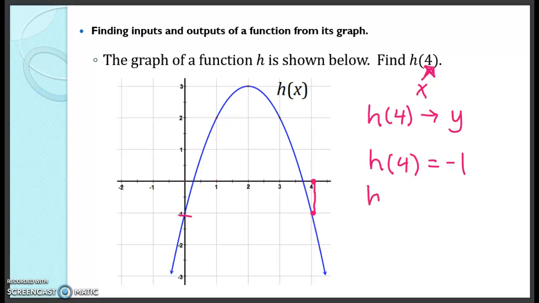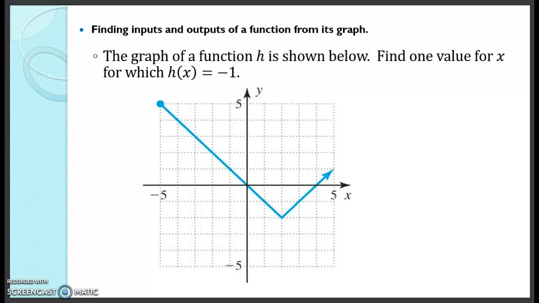What about h of 2? Well, we go to 2. That's our x value, right? The inside is our x value. What do we get out? What is our output when we plug in 2? We get 3.